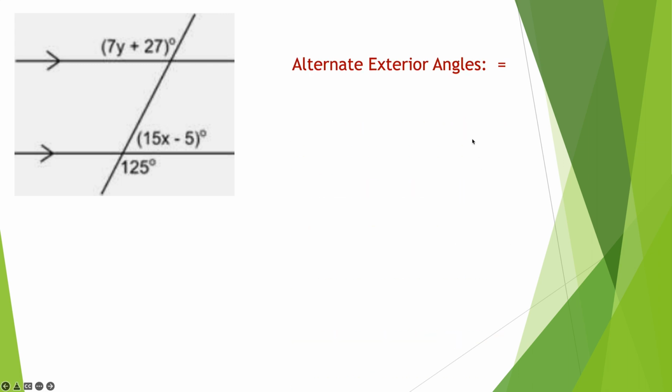Okay, alternate exterior angles are going to be equal to each other. So I'm going to get the y's first, and with respect to the 7y plus 27 and the 125, they are alternate exterior. Or you could look at them as they're both obtuse. Therefore, they are both equal. Subtracting 27 from both sides gives me 7y is 98. Dividing both sides by 7 gives me 14.